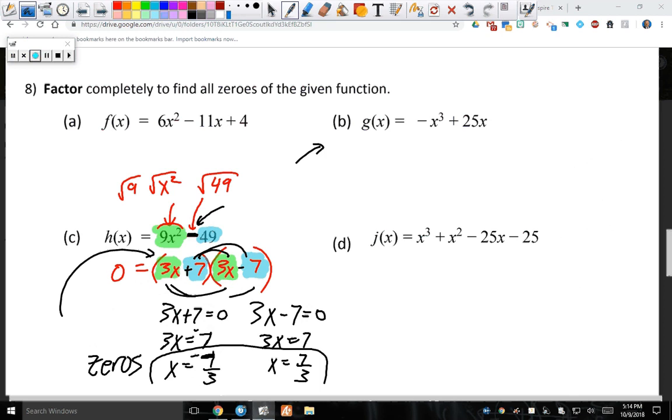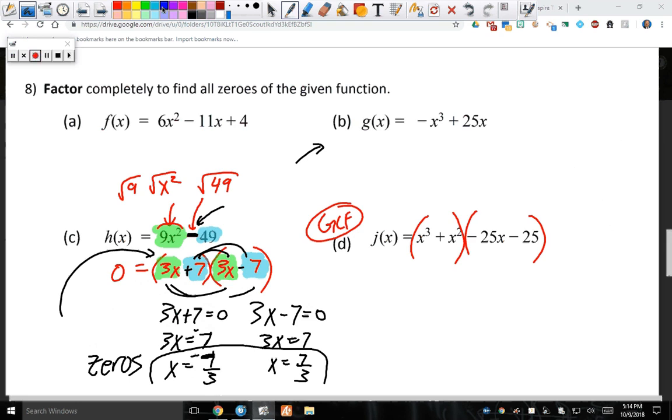Alright, let's go to our last one, J. Now, again, just like all of them, I'm going to look for the GCF first. There's nothing that they all have in common. And when I see 4 terms, I try to group them into 2 pairs and then try GCF again. This is only if there are 4 terms, okay? If there's 3 or 2, you can't necessarily do this trick, but you can when there's 4 terms.